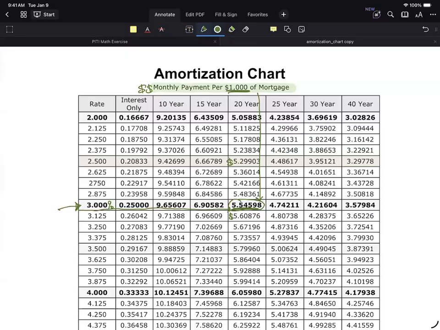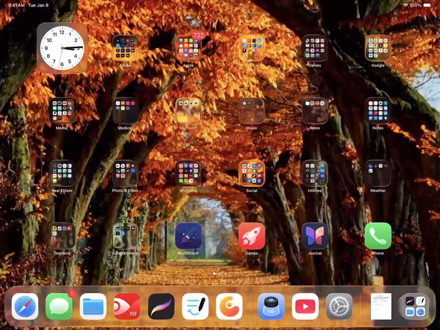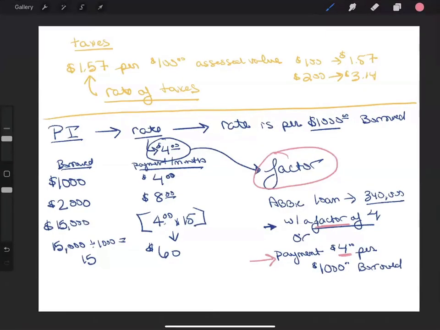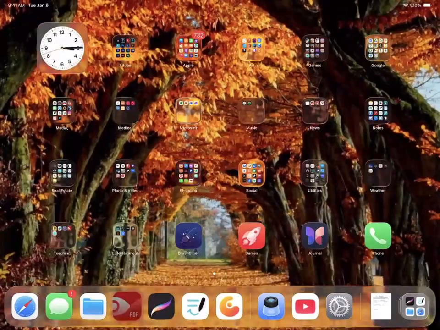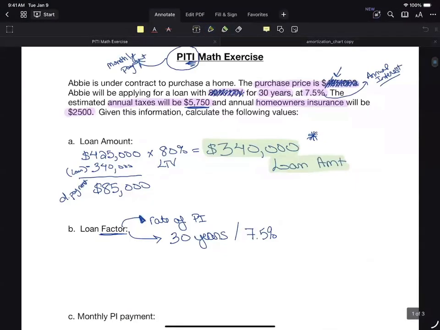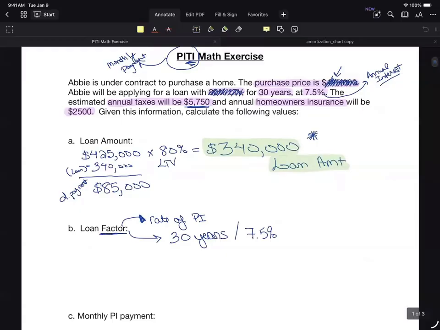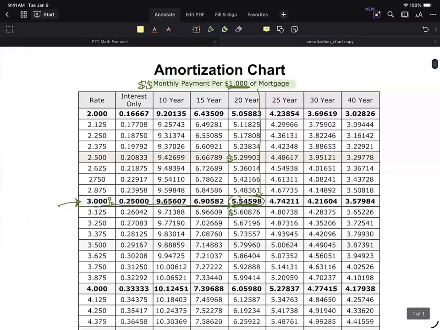So when we're doing these problems, remember sometimes they're going to tell you it's $4 per thousand borrowed, or it's a factor of $4. Or the problem could say this loan is for 30 years at 7.5%. And if they don't give you the factor, then they have to give you a chart to figure it out. Now, nine times out of 10, they're not going to give you a chart like this.